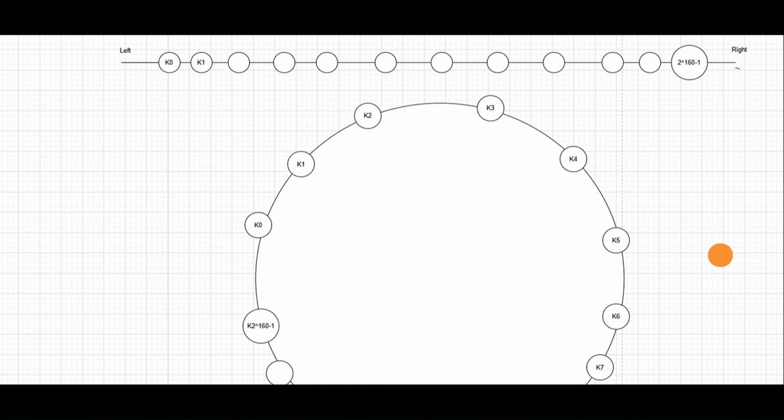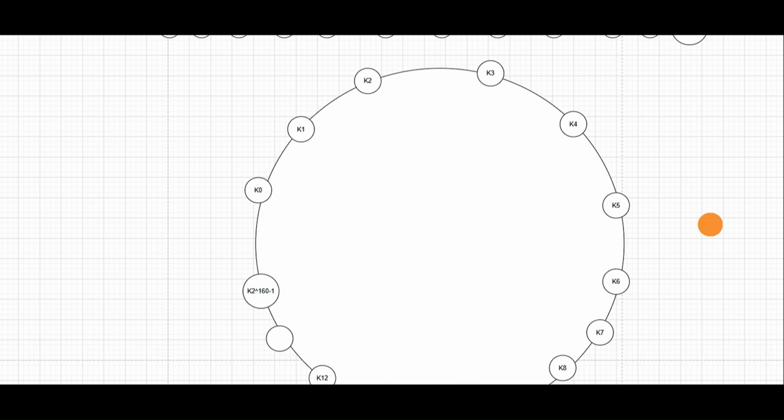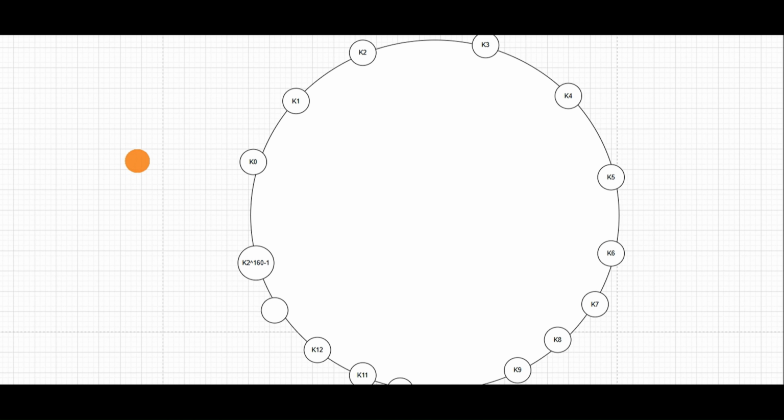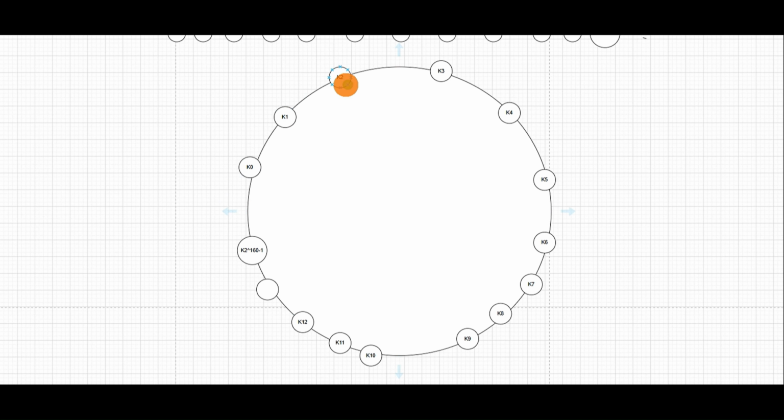If you see, it was a space here. Now we joined the right and left ends of this and it turned out like this: key 0, K1, K2, and all the way up to 2^160 minus 1. So we have the ring in place now. Now we have four servers in our example. Those four servers are also placed on this ring. So let's say something like this.